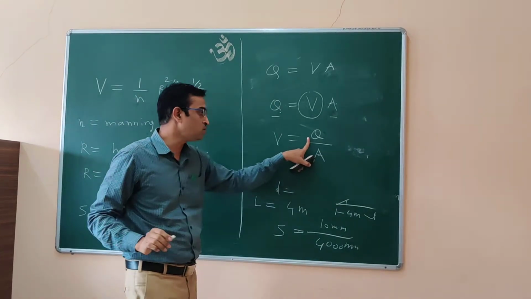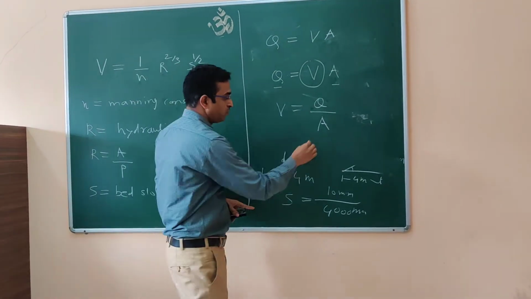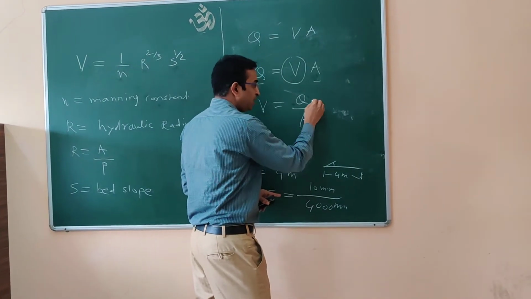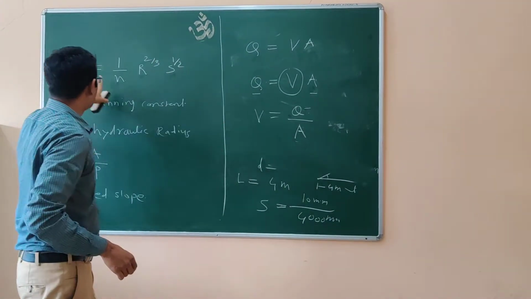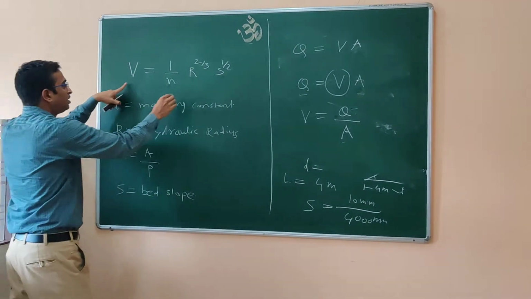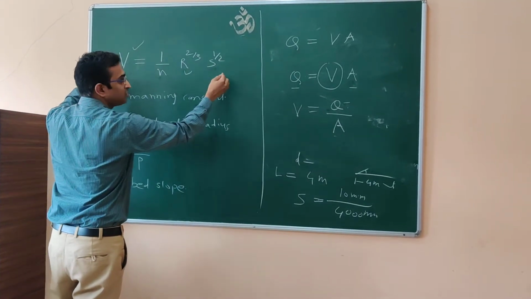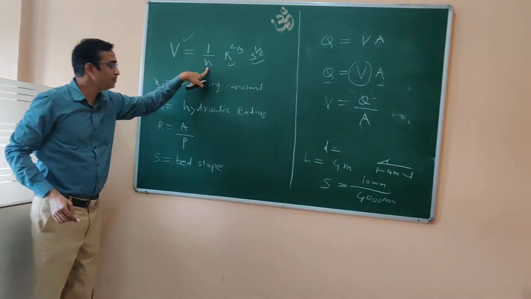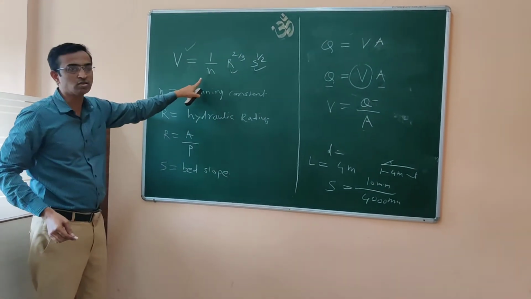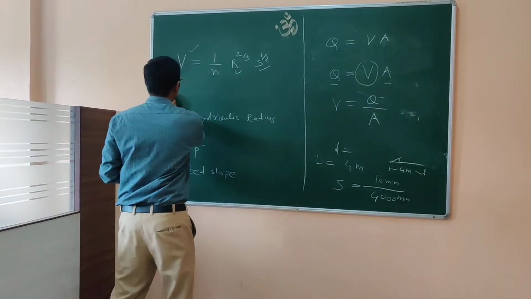Now I will explain how to measure the discharge. We have weighted area and discharge also, so we can calculate the velocity. If we insert the same velocity here, then all the terms are with us: velocity, hydraulic radius, and bed slope. So we can easily calculate M, that is Manning's constant, which is unknown here.